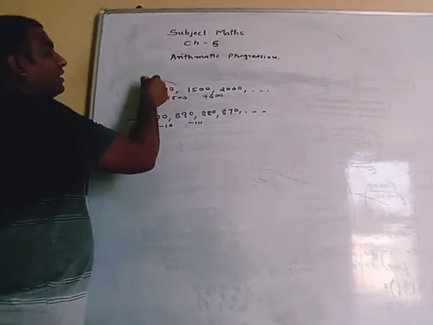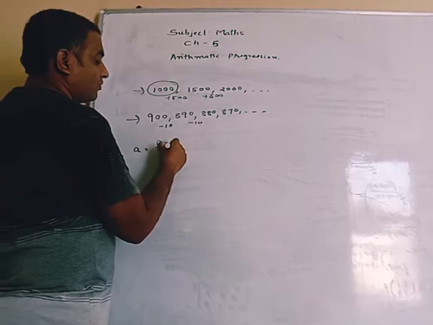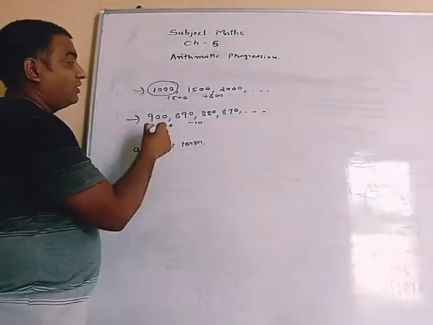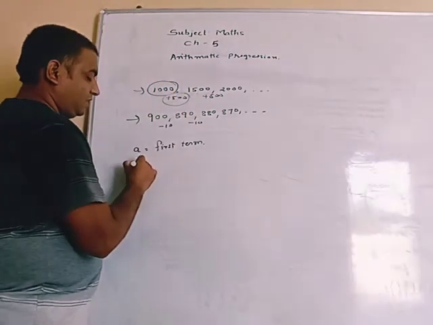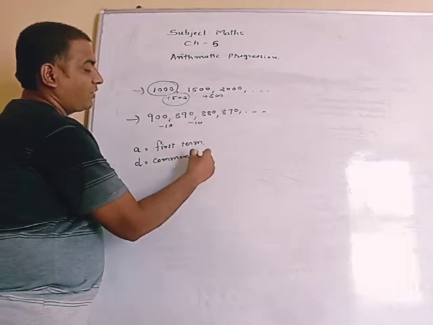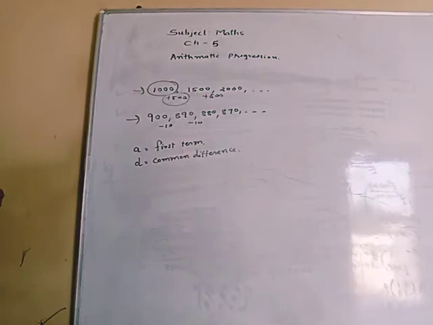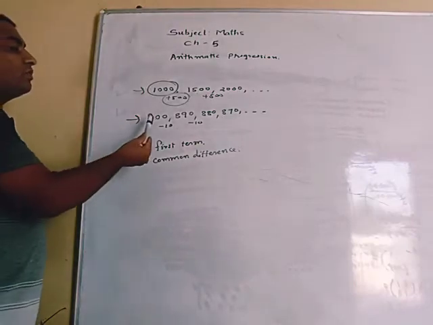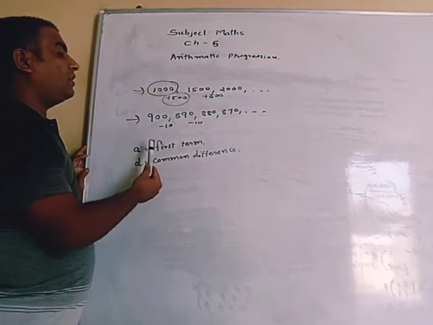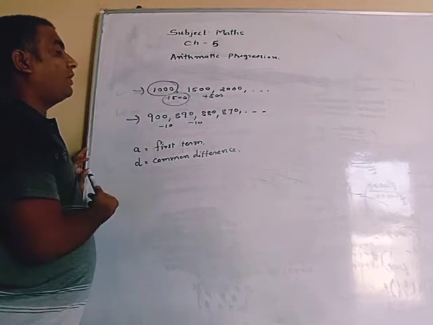Sequences like these are called arithmetic progression. The starting term is called a, or the first term, and the common difference is denoted by d. So now we can define the arithmetic progression: a sequence of numbers in which we get the next term by adding a particular number is called an arithmetic progression.